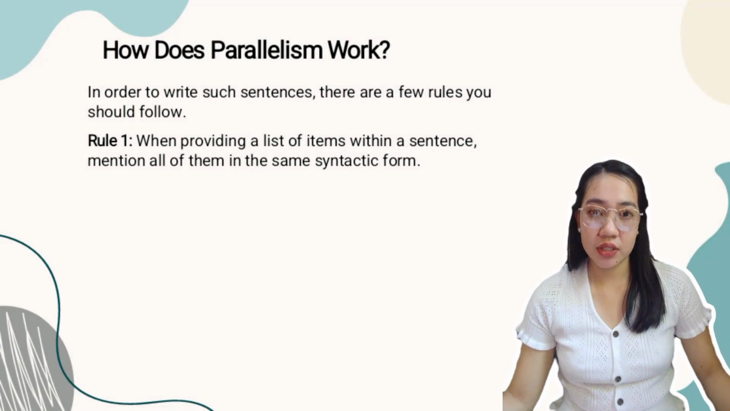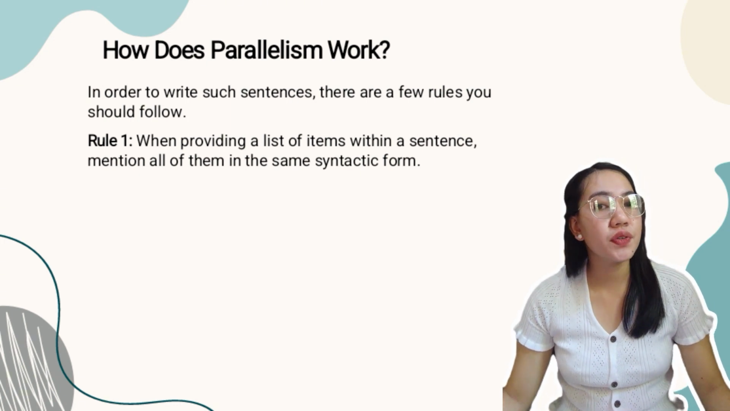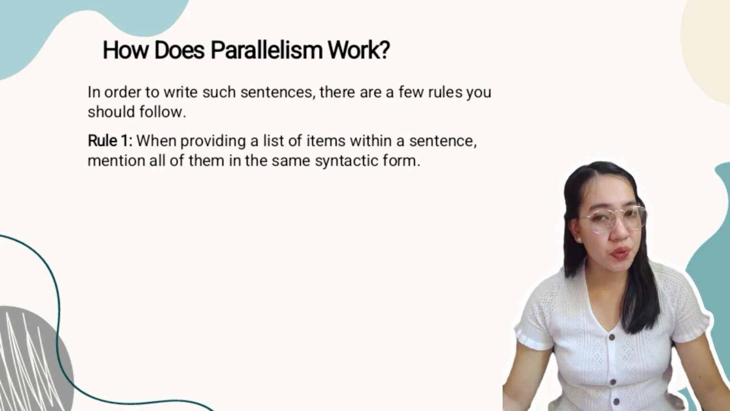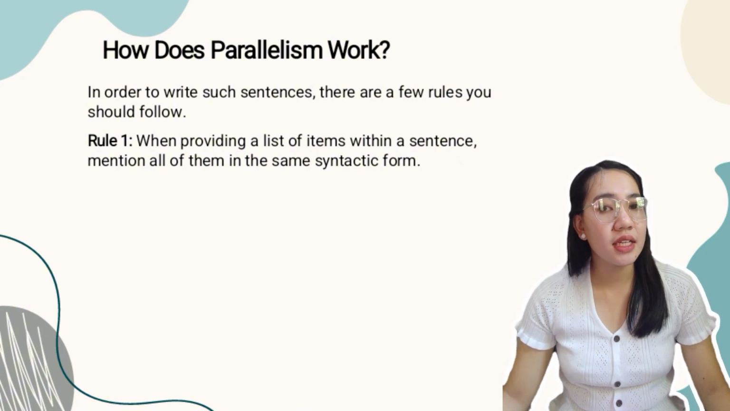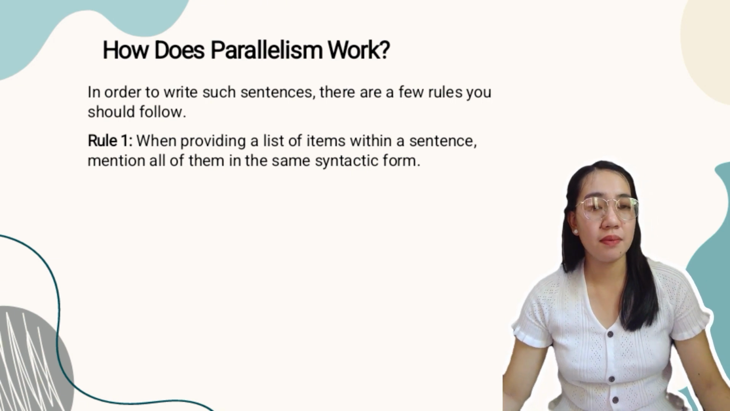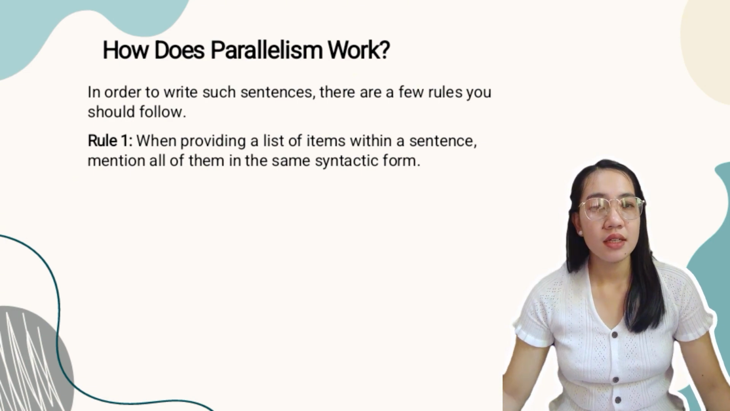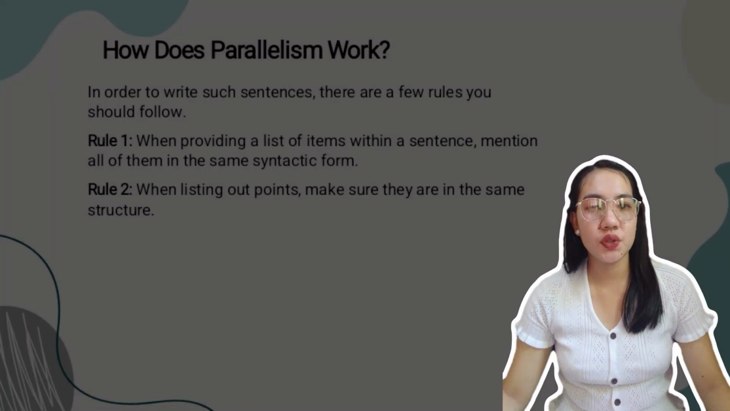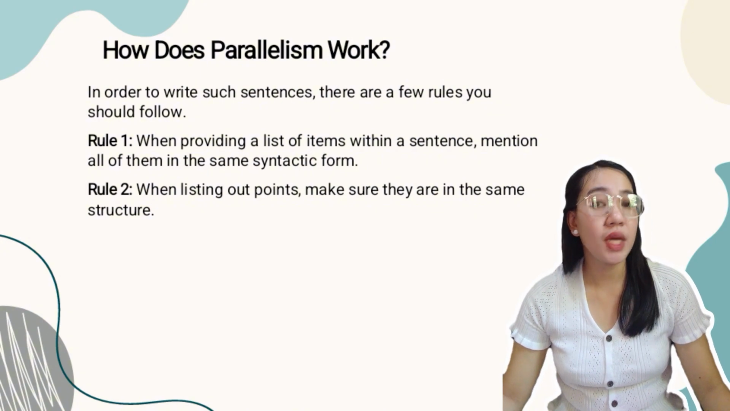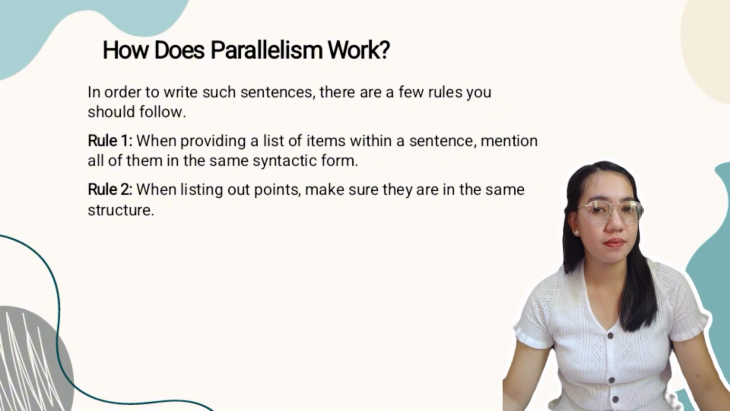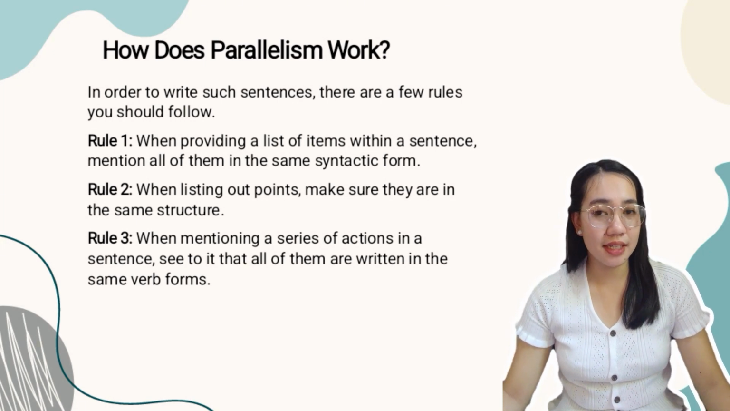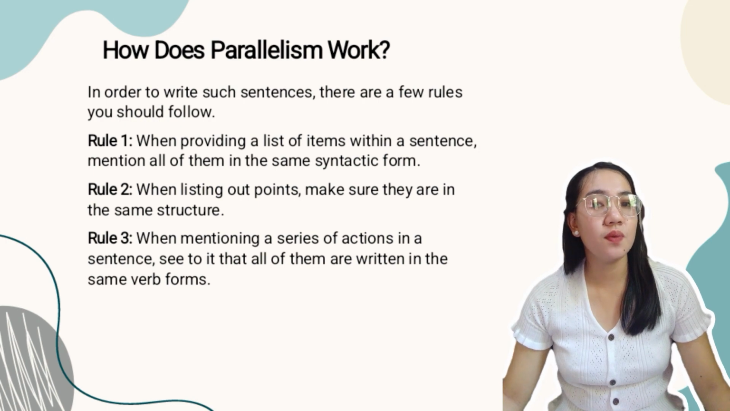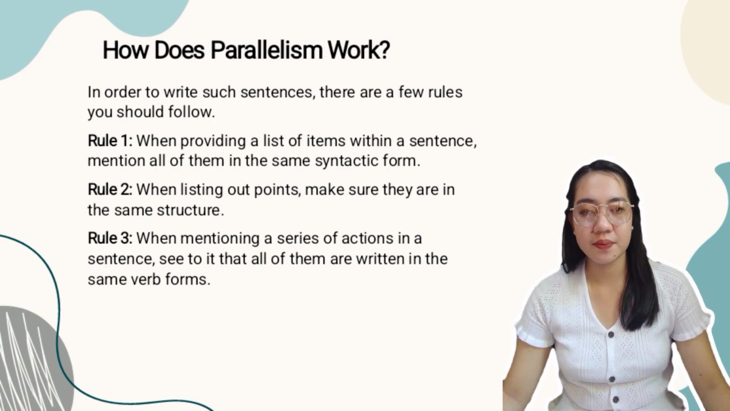In order to write such sentences, there are a few rules you should follow. So here they are. Rule number one: when providing a list of items within a sentence, mention all of them in the same syntactic form. Rule number two: when listing out points, make sure they are in the same structure. Rule number three: when mentioning a series of actions in a sentence, see to it that all of them are written in the same verb forms.